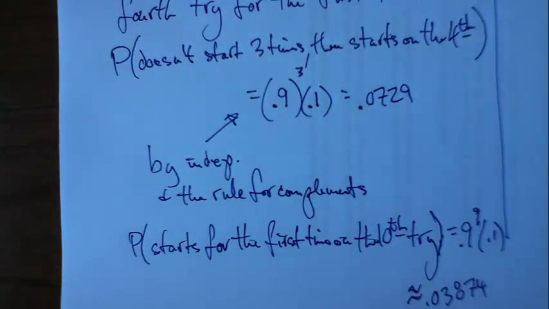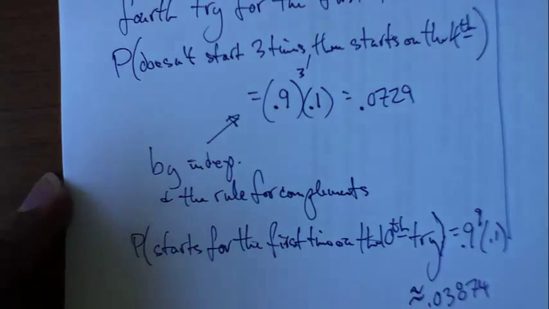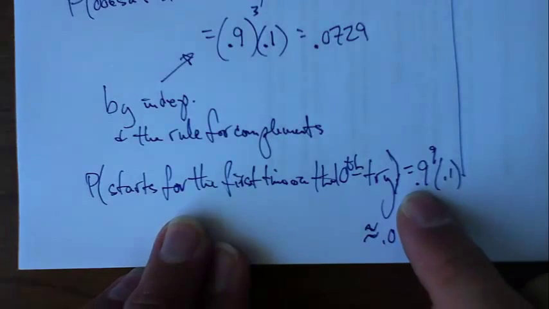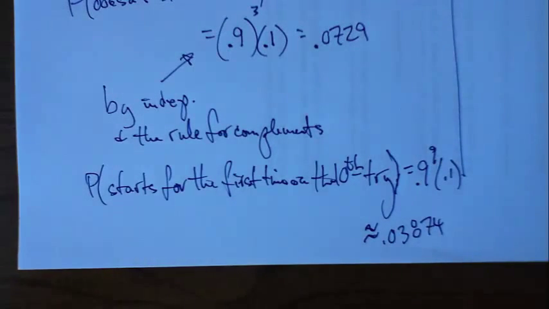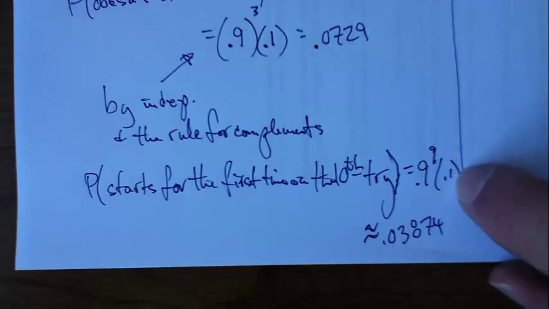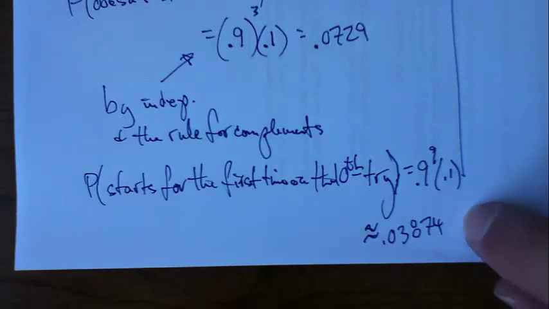What's the chance that it starts for the first time on the 10th try? Well, it's 0.9 to the 9th times 0.1, because he's going to fail 9 times in a row and then finally get it going for the first time on the 10th try. So that comes out to be about that.